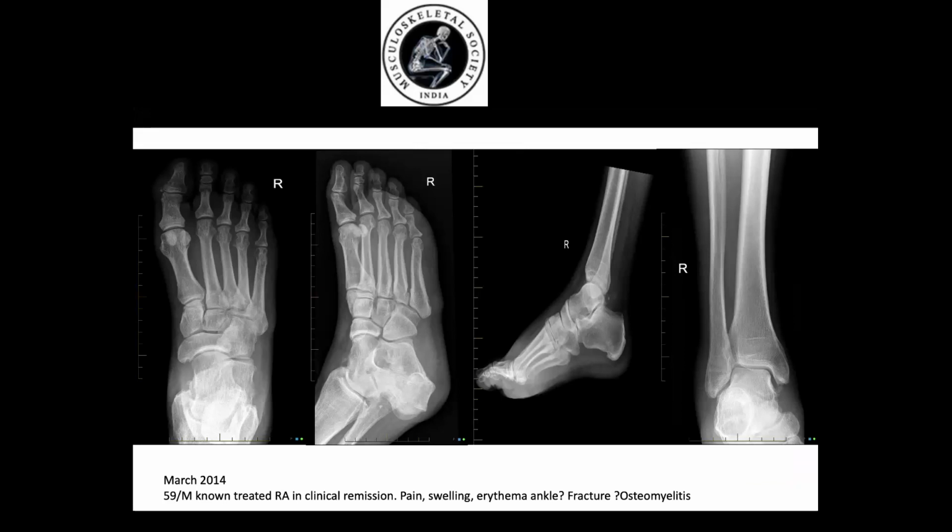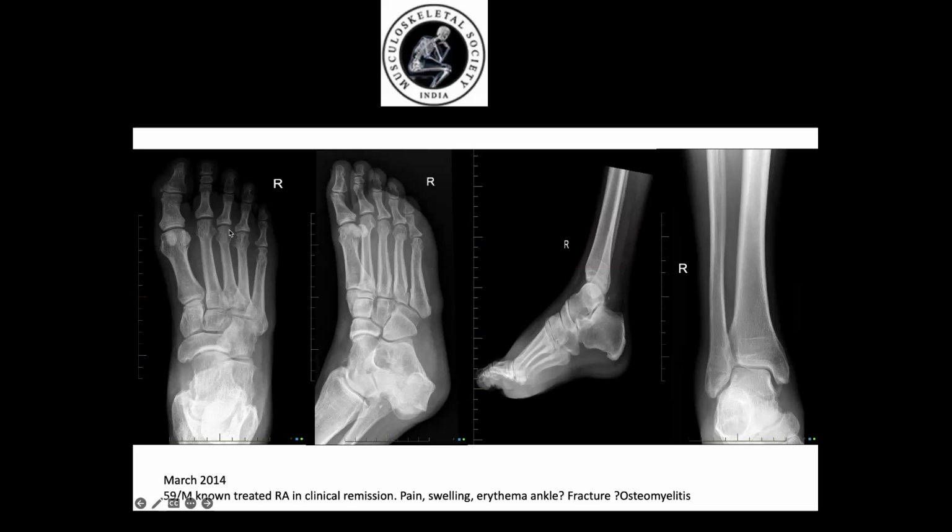So this was a 59-year-old male who was a known case of treated rheumatoid arthritis in clinical remission. He presented with pain, swelling, and erythema of the ankle. The request was query fracture, query osteomyelitis. So radiographs of the ankle and foot were performed. The ankle looks pretty okay to me. The joint space is really well preserved, and there is probably a very small volume joint effusion.